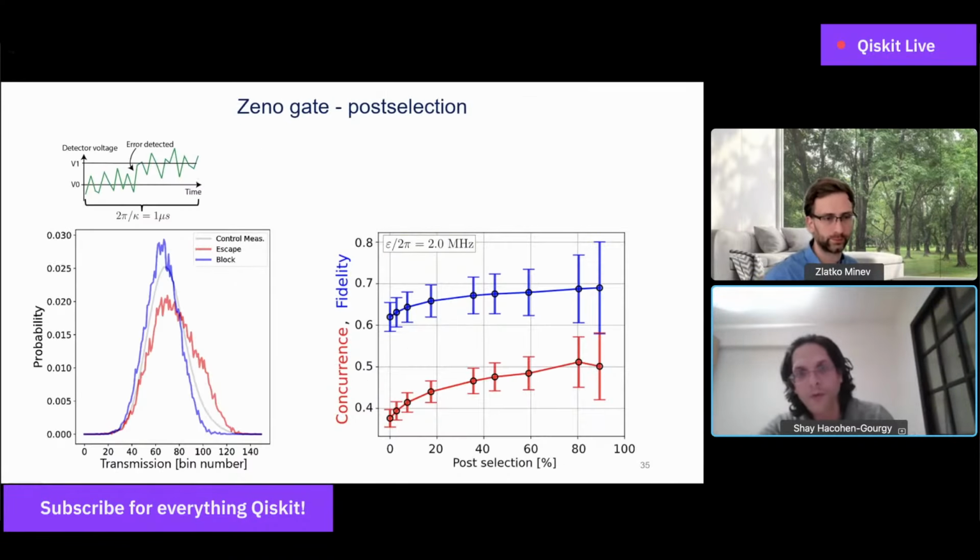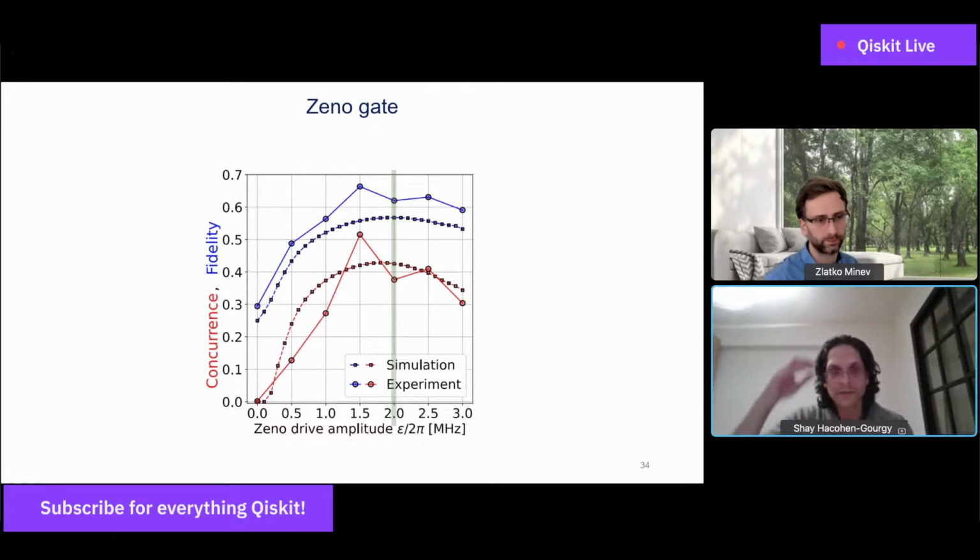At the end, we were focused on seeing something. There's some finite concurrence and fidelity. But there were a lot of calibrations to make sure that we're not fooling ourselves with anything.